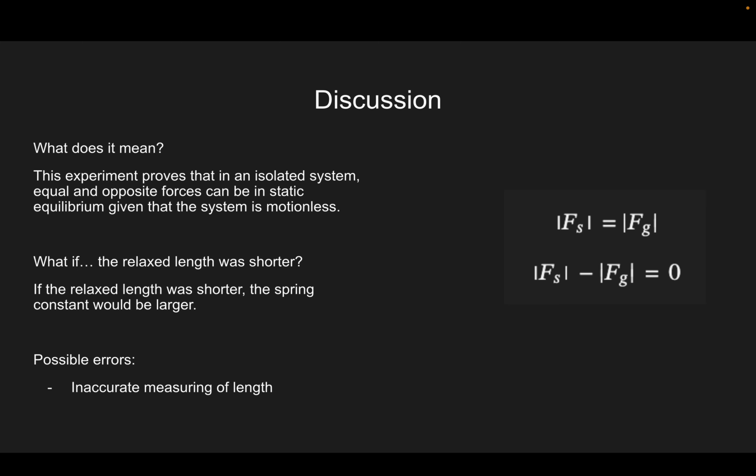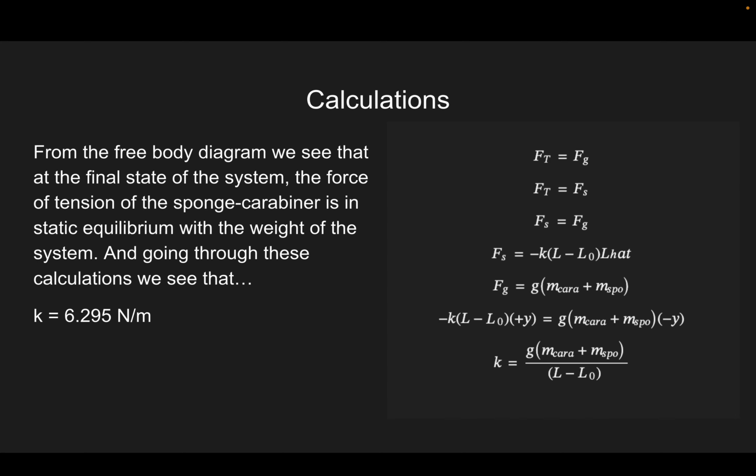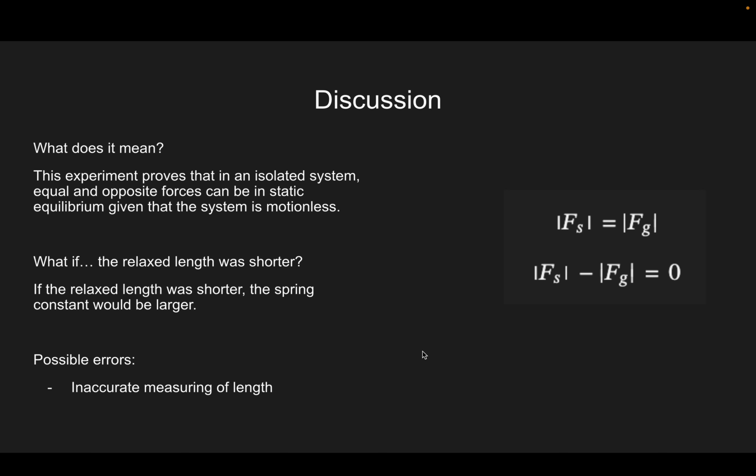So what if the relaxed length was shorter? If it was shorter, the spring constant would be larger. So if the denominator was smaller, that would mean that this would be a larger number as a whole. And so some possible errors could include the inaccurate measuring of the length of the sponge.